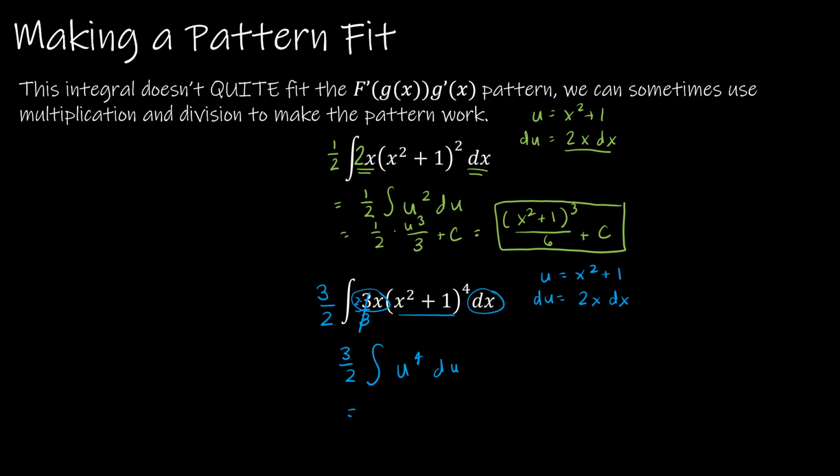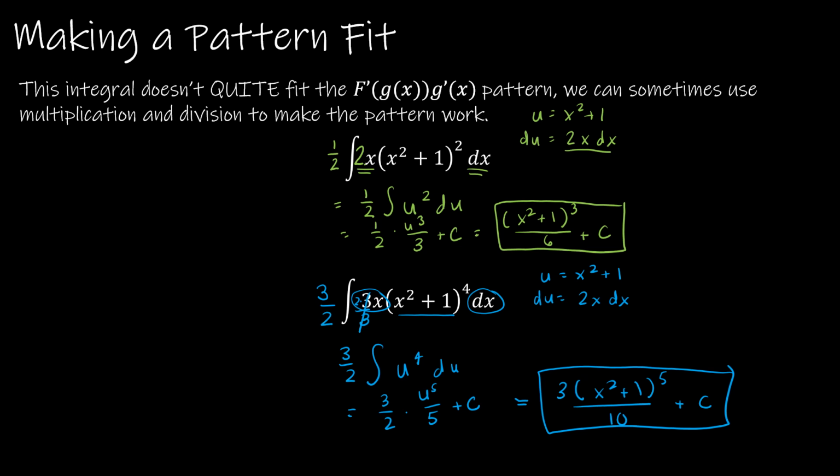So now I can integrate. Keep the 3/2 on the outside. This is u to the 5th over 5 plus c, and then we have 3 over 2 times 5, so (x squared plus 1) to the 5th divided by 10 plus c. So that's just making the pattern fit using multiplication.